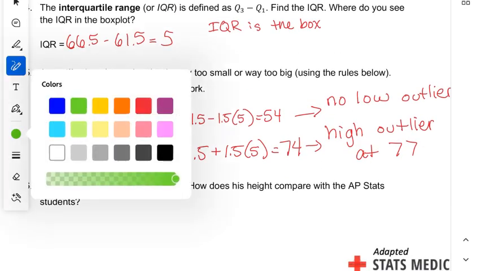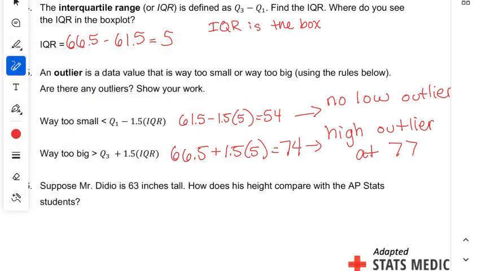Okay, now we've got to answer the final question. Suppose Mr. D is 63 inches tall. How does his height compare with the AP students? So I want you to think about that. And we need to answer it in context. So before we do the in context, let's just talk about it. What do you notice about his height compared to the data we have? It's at the median. That's good. Okay, so what does that mean? He's taller than half and shorter than half of the students. Exactly. He is exactly in the middle.